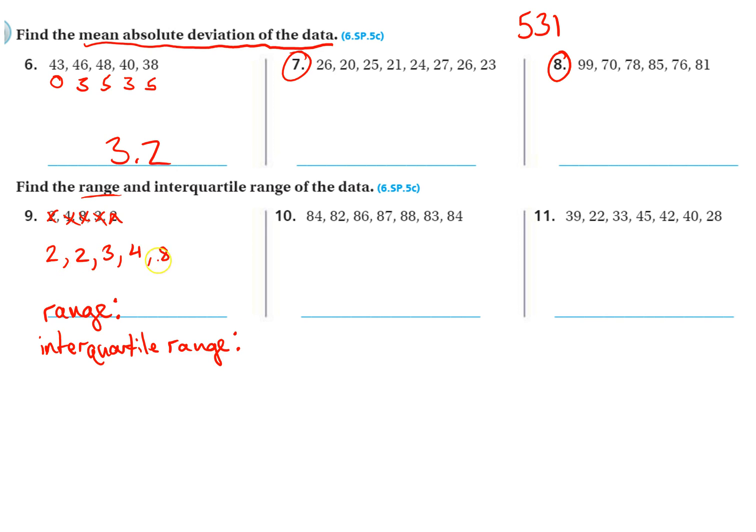So the range is just taking the largest number minus the smallest number. So 8 is the largest, 2 is the smallest. So the range is 6.